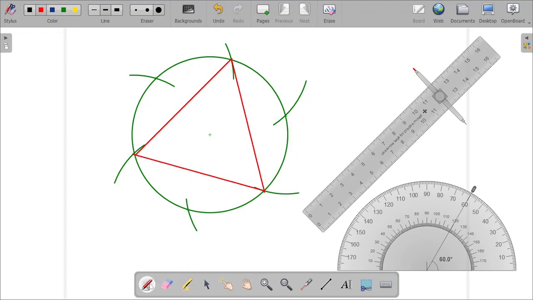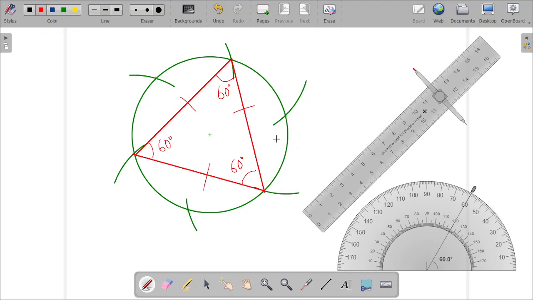So obviously the side lengths are all equal. So this side equals this side equals this side. Okay, and the angles are all 60 degrees, 60 degrees, 60 degrees, and this angle is also 60 degrees. Okay, so now this is how you construct an equilateral triangle in a circle.